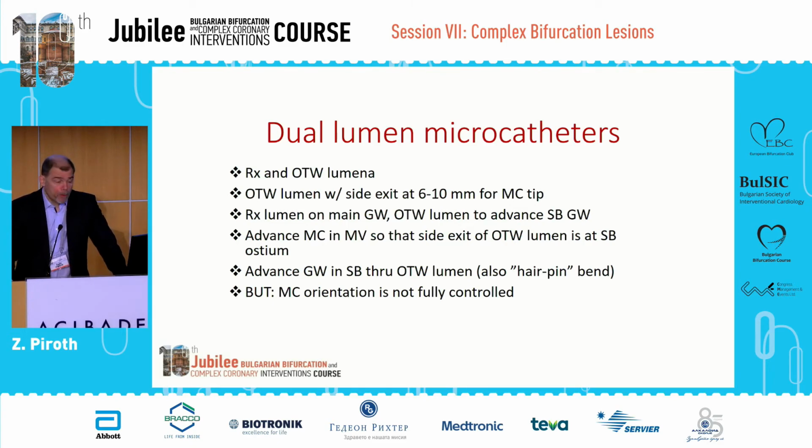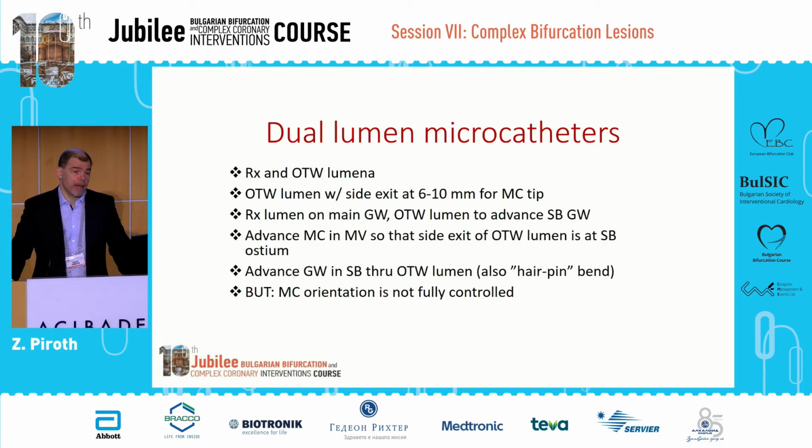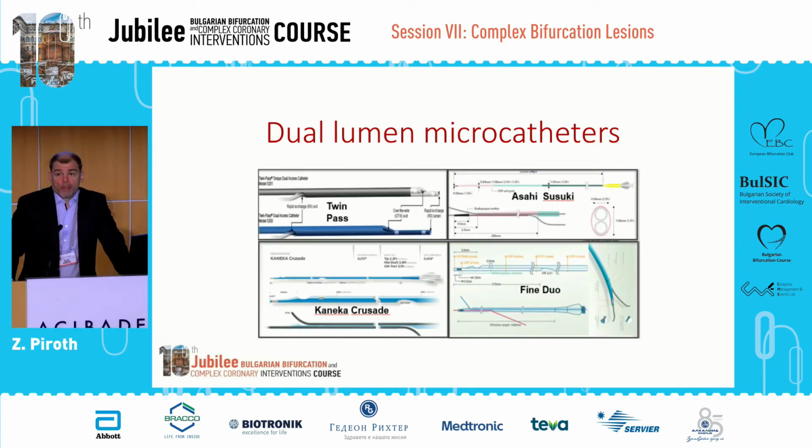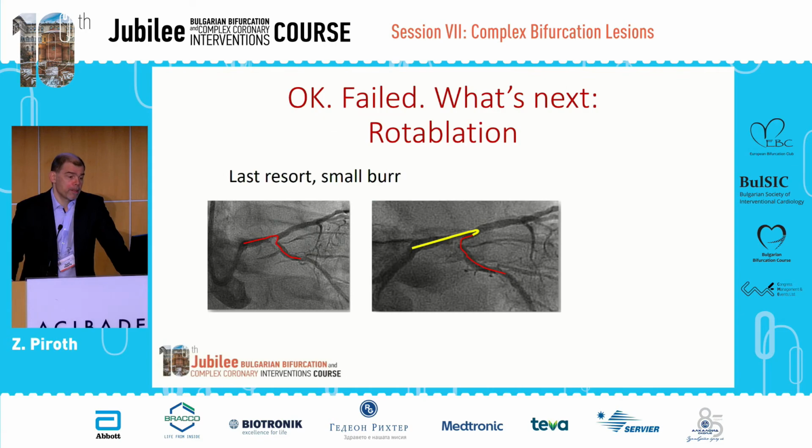But again, the orientation of this microcatheter is not fully controlled, so you may not be certain where exactly the exit site of the OTW lumen is. So it sometimes requires quite a bit of manipulation, and of course, again, checking from different angulations. There's a variety of microcatheters with dual lumens available on the market, and I think we should not use them all. We should familiarize ourselves with one or two of those and use them in the majority of our cases, not only CTO cases, but also cases with difficult wiring in bifurcations. And this will be of major help. This is something very important.